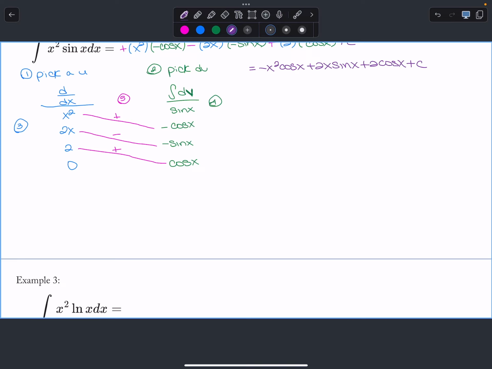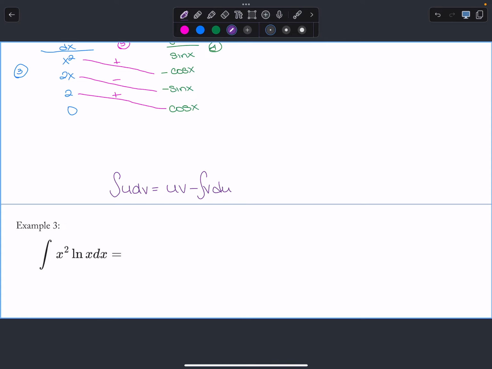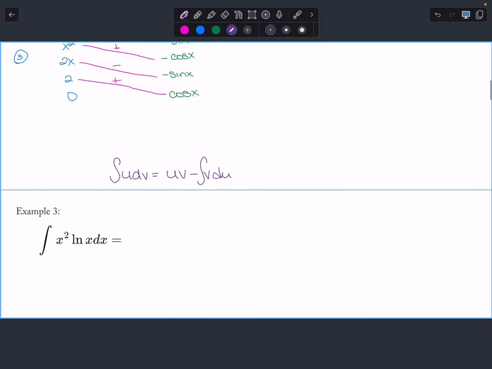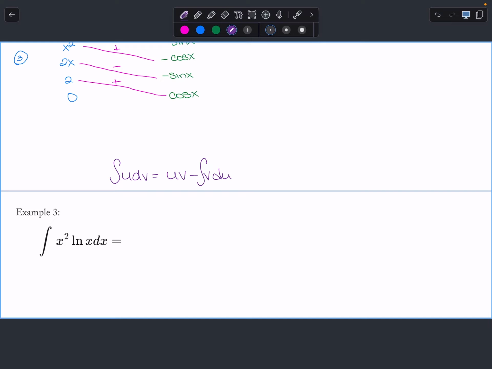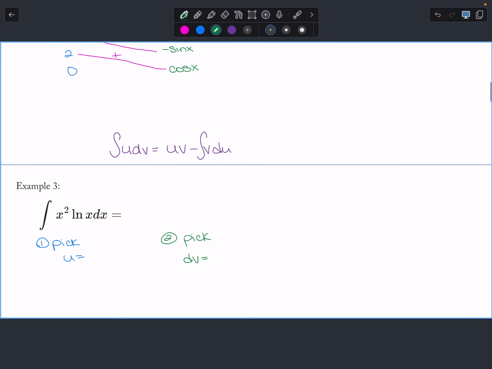Okay. So it's the integral of u dv is equal to uv minus the integral of v du. Okay. That is the formula. So we still start out the same way. We still have to pick a u, and we still have to pick a dv. But I gotta fit it into the formula.